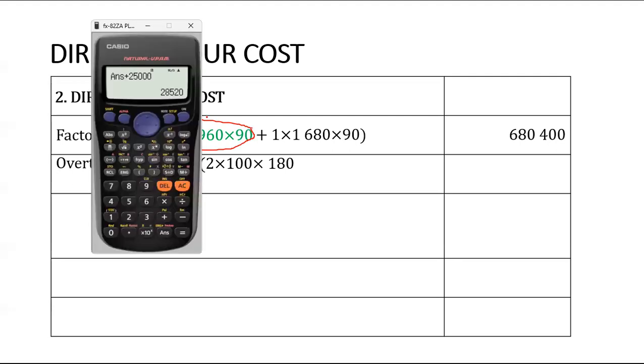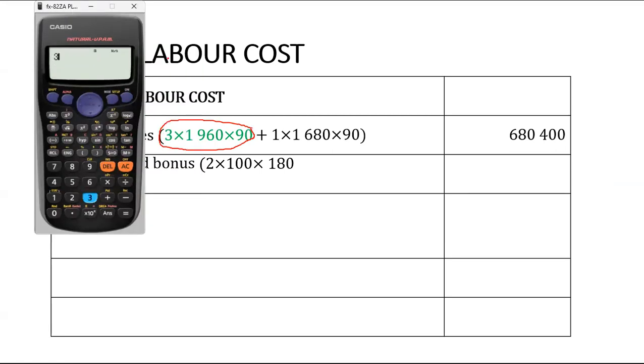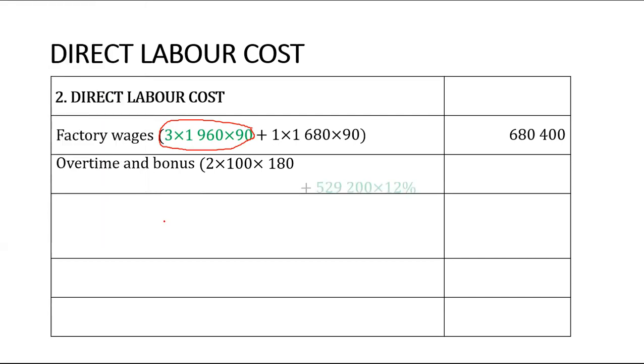Take this normal salary of these 3 workers and multiply it by 12%. So I'm going to take 3 multiplied by 1,960 multiplied by 90, it'll give me 529,200. Then you will take that 529,200 and multiply it by the bonus percentage, which is 12%. And then add the reduced bonus of that one employee, which will be 12,146. This will give you overtime and bonus of 111,650. Done again.